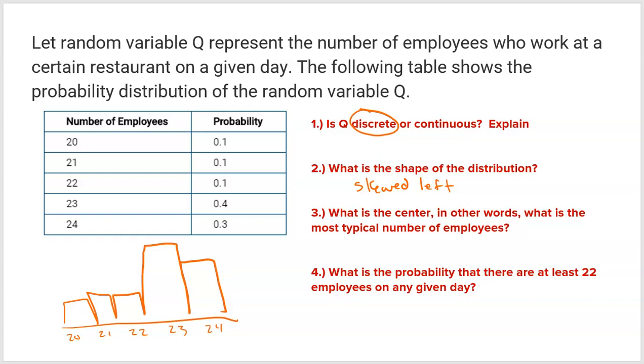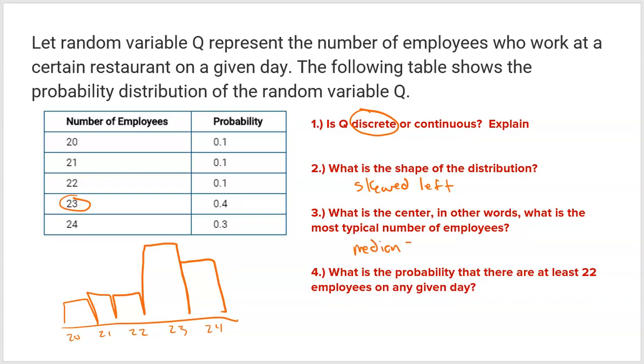All right, what's the center? In other words, what is the most typical number of employees? Well, if you're skewed, we learned way back a couple weeks ago that you prefer to use the median. So what value has 50% above it and 50% below it? Now, technically, we say at or below and at or above because with discrete, you can actually be a specific number. So we don't just want 50% below, it's 50% at or below, 50% at or above. So the only number that works for that is 23. So that's going to be my median.